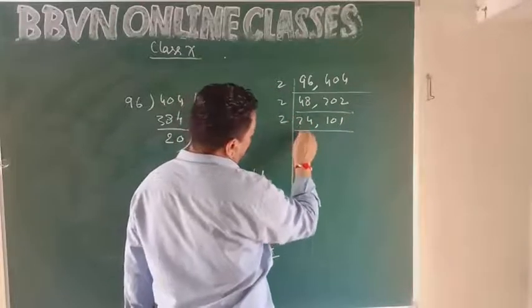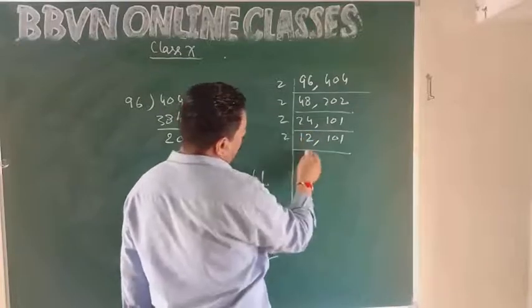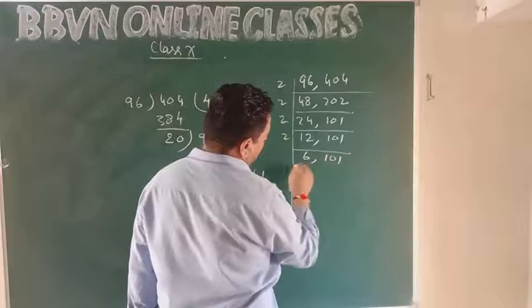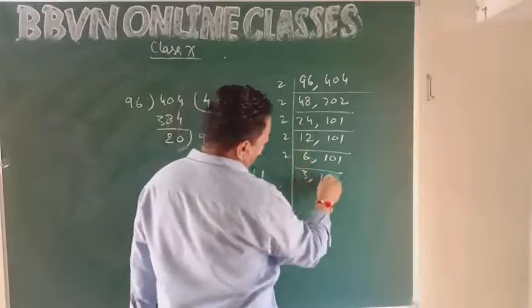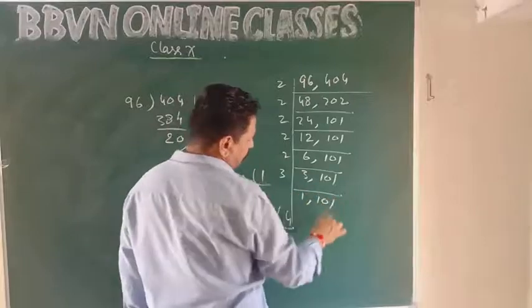2, 12, 101. 2, 6, 101. 2, 3 times 101. Next prime is 3, 1 time 101.